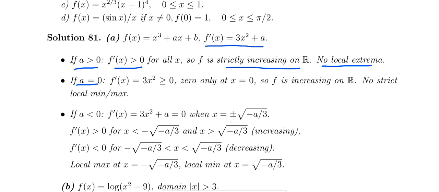If you put a equal to 0, it becomes greater than or equal to 0, so f is increasing on R, and there is no strict local minimum or maximum. If you take a less than 0, then f dash of x is 3x square minus a. Okay, with this we cannot directly say increasing or decreasing.